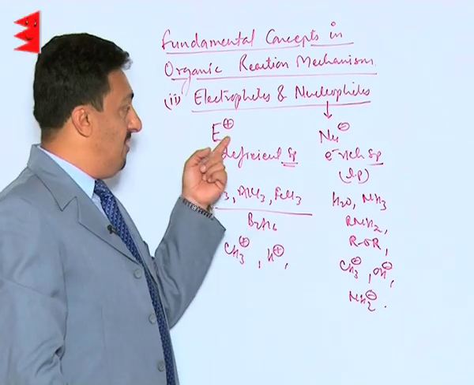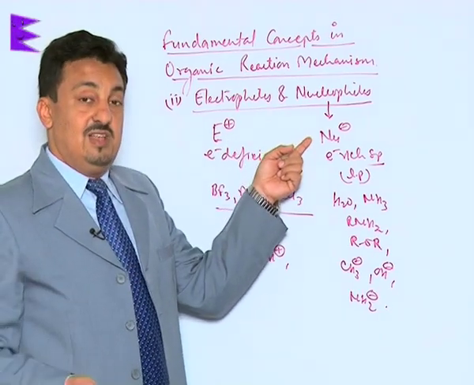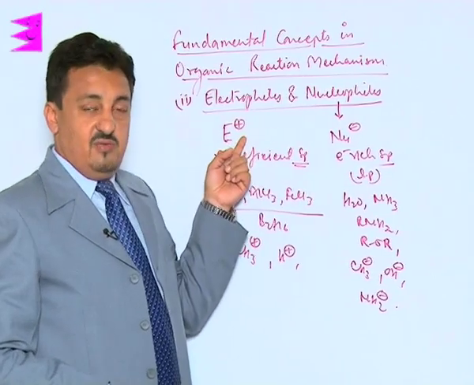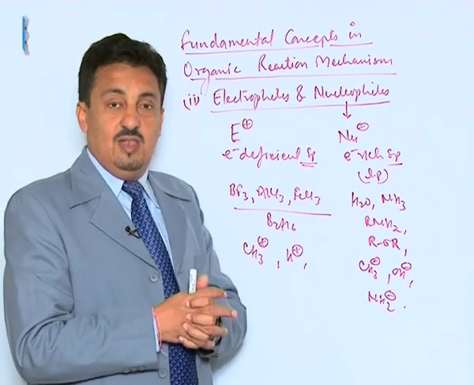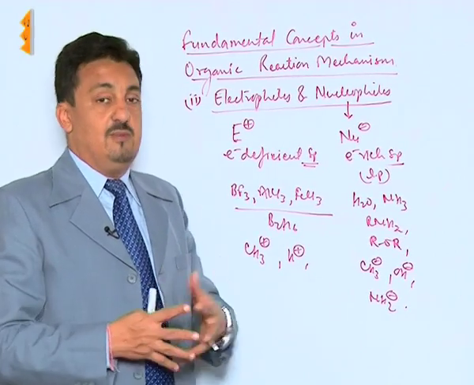We need to remember that nucleophiles always attack those areas which are electron deficient, and electrophiles always attack those areas which are electron rich. That is why we call them nucleophiles and electrophiles. They play a very important role, specifically in addition reactions and substitution reactions, and that is how we name such types of reactions.